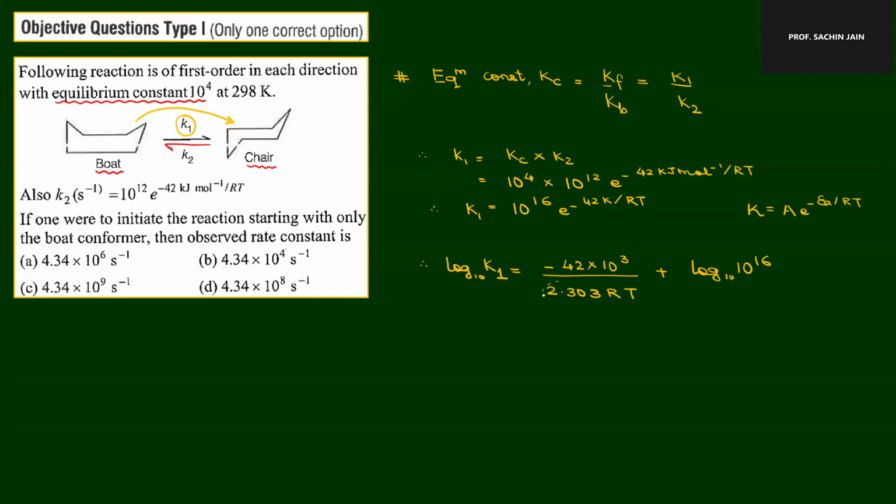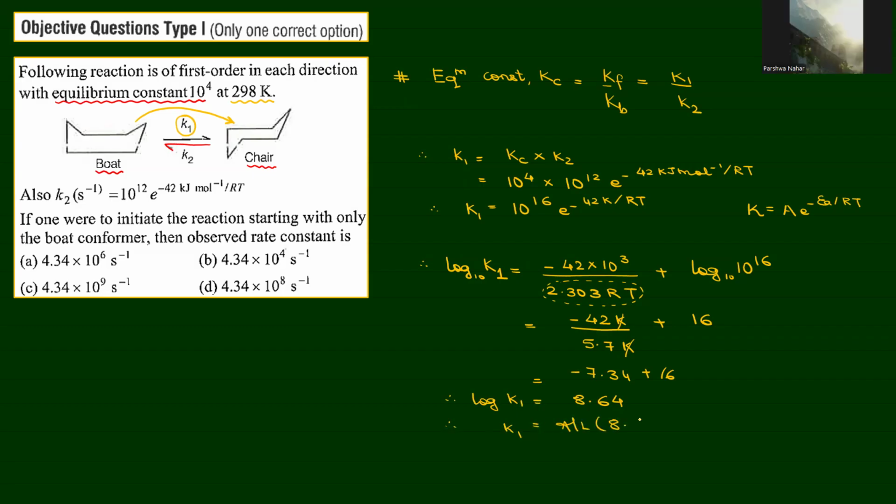Now tell me, what is the value of 2.303 RT at this temperature? It is 5.7 kilojoule. Superb. The temperature 298 will work up to 303 as well. So minus 42 kilo upon 5.7 kilo. The 10 raised to 3 will cancel off, and log 10 raised to 16 will become 16. Okay? This on solving gives you a value of about 7.34 plus 16. So what you get here is 8.64 as log K1.